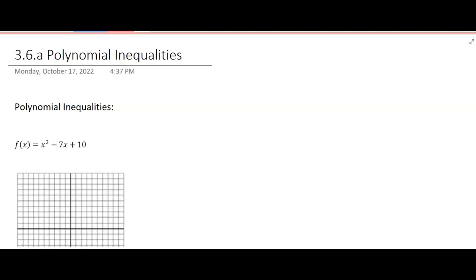In this section, we're going to talk about polynomial inequalities. So that's when we have a polynomial, and it's an inequality. So it could be less than 0, or greater than, or less than or equal to, or greater than or equal to, but one of those symbols for our inequalities. Now, that's what we mean by a polynomial inequality.